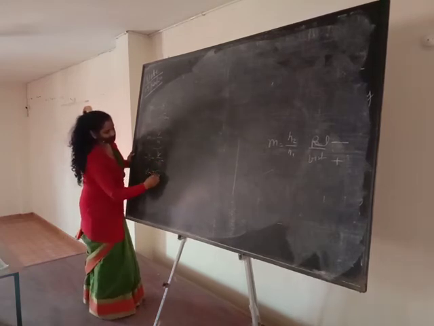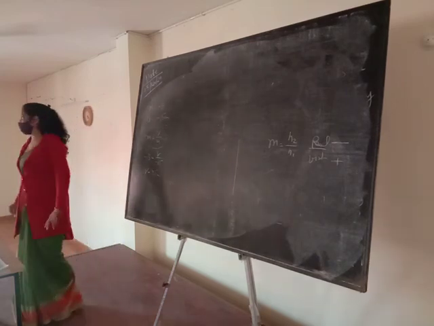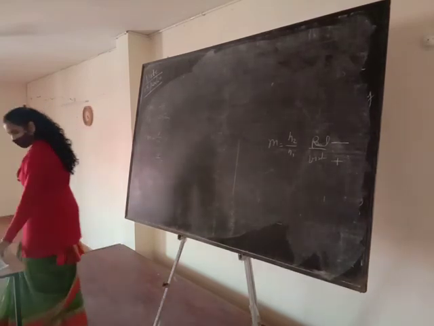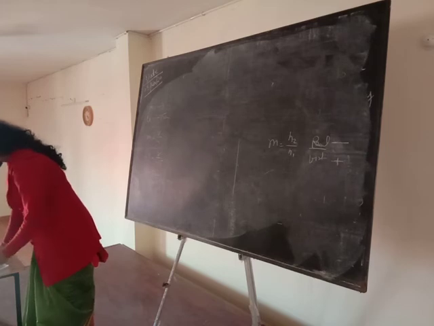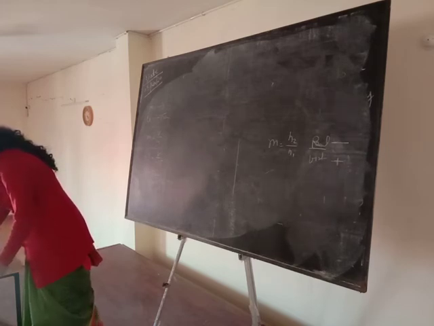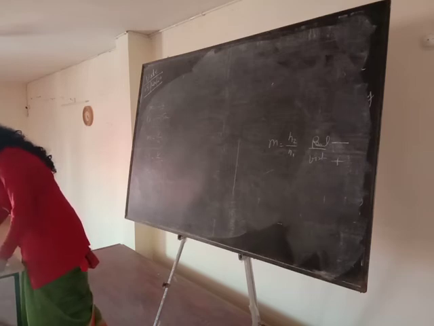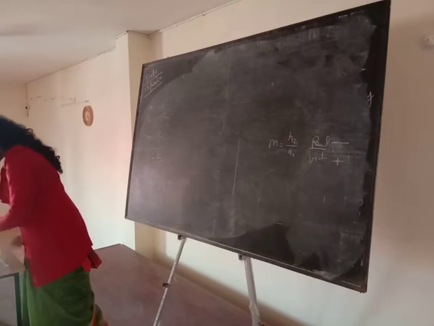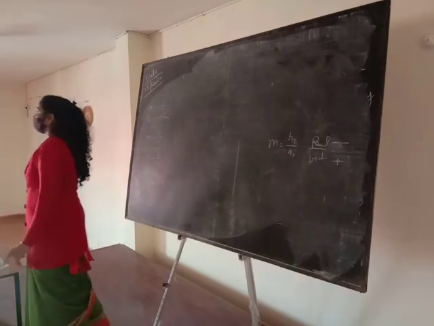45 centimeter. Then I think you can do it yourself. How can you find the F? Then find the value of F and tell me the answer. Correct? 11.2. Good. So this is the focal length.